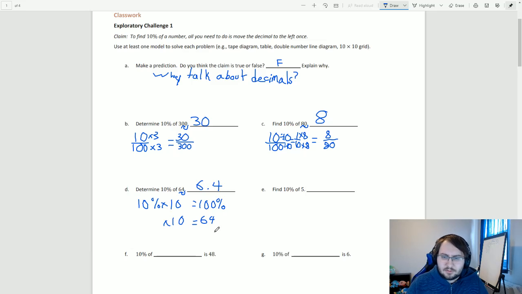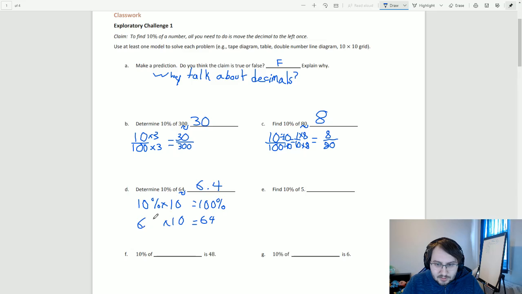Wait a minute. Moving decimal places? Multiplying things by 10? Wait a minute, that's actually what I have to do when I'm multiplying things by 10. I move my decimal point. Wait a minute. So this makes perfect sense. How did I not see it earlier?